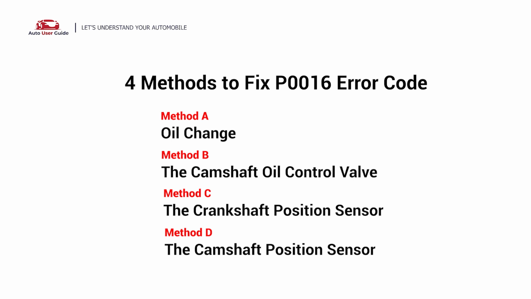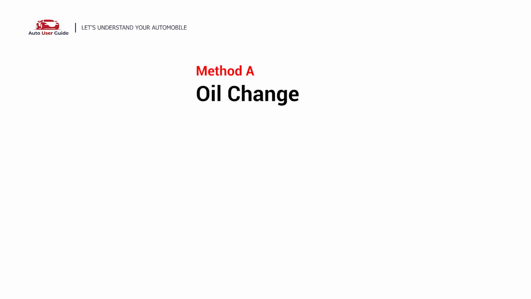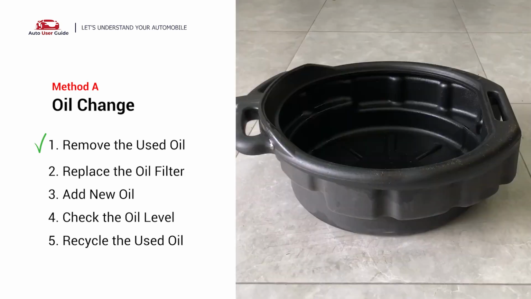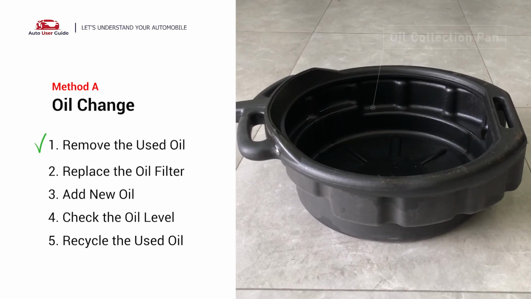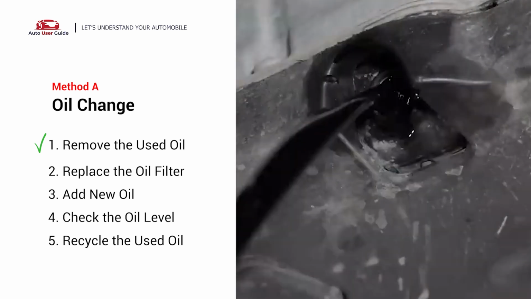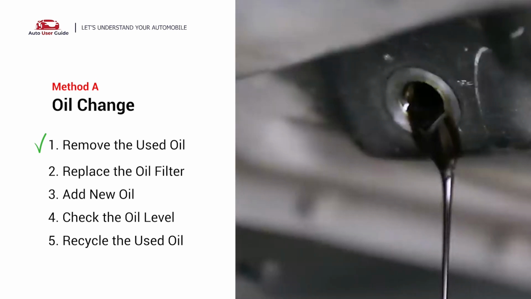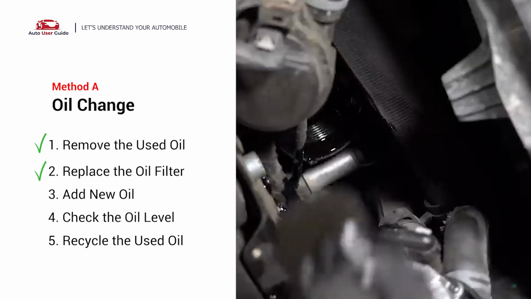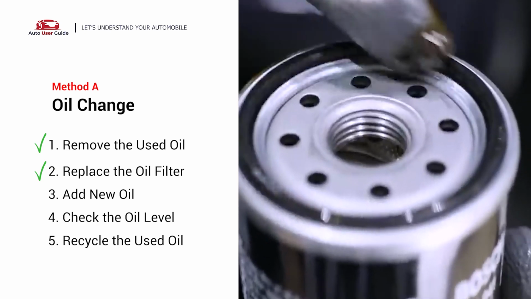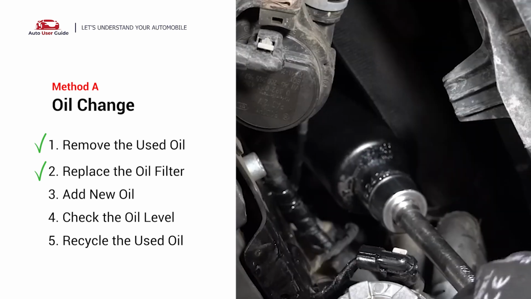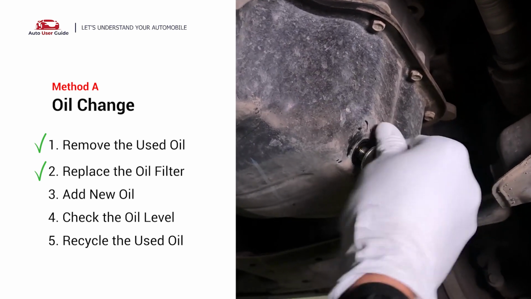Here are 4 simple DIY methods you can try to solve this problem. Method A, oil change. Locate the oil drain plug on your vehicle and place an oil collection pan underneath it. Loosen the nut. Drain the engine oil. When the flow of the oil gets slower, use the oil filter wrench to loosen the oil filter. Apply some seal on the new oil filter. Now tighten the filter in its place. Then retighten the nut.